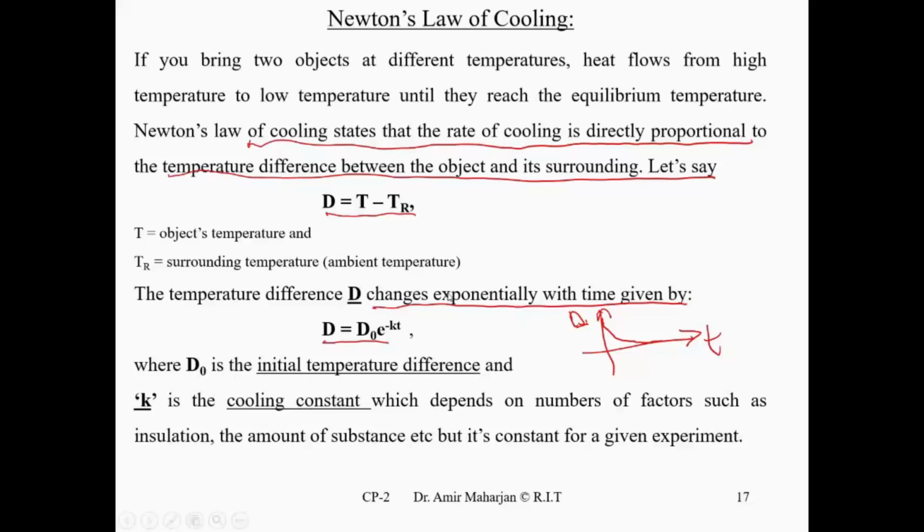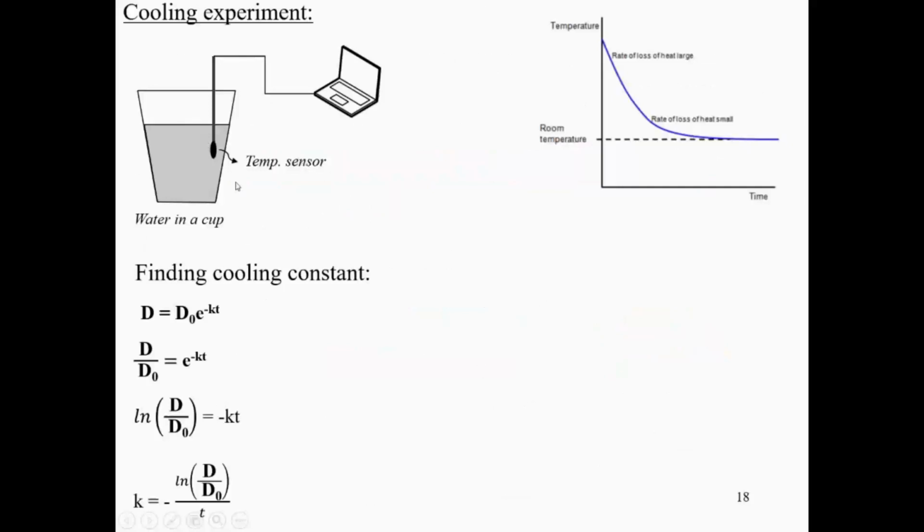This K is called the cooling constant, which we can measure from experiments, and which depends on a number of factors such as insulation, the amount of substance you put, etc. For a given experiment it is a constant. And this is how we do the experiment. You take water in a beaker, put the lid on, put the temperature sensor in and connect it. You can take the temperature versus time data with Logger Pro software, and then you can do the analysis. So how do you find the cooling constant experimentally?